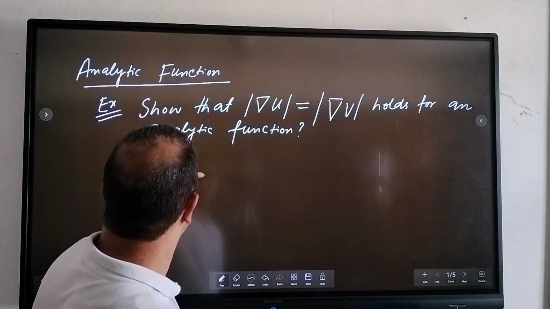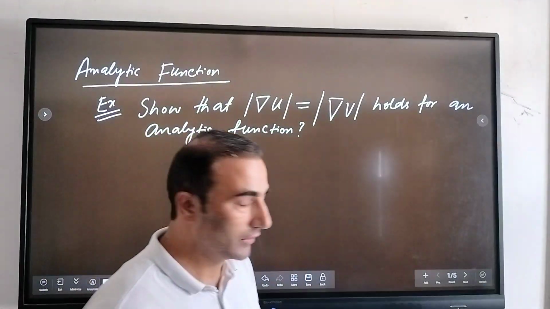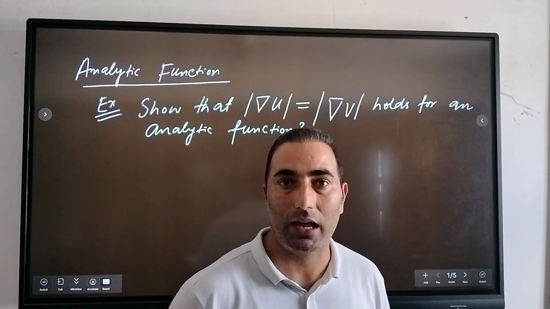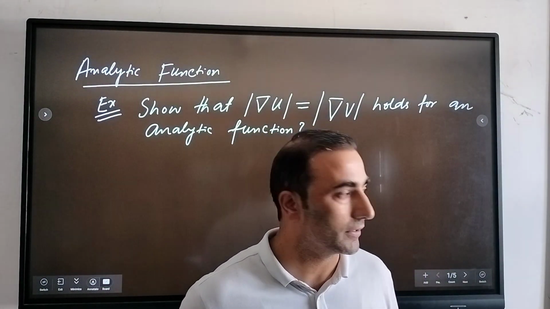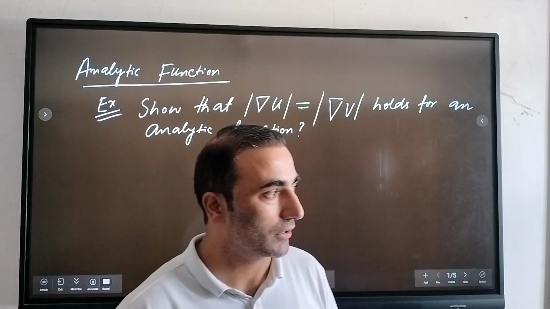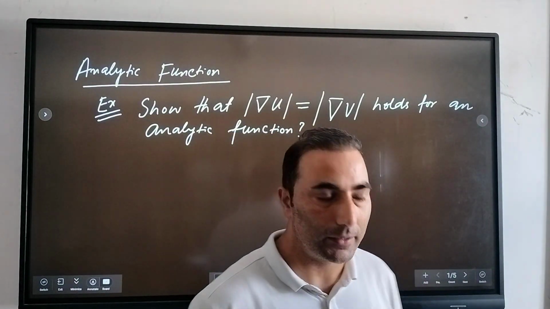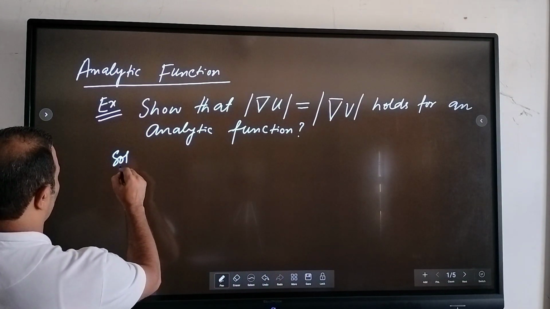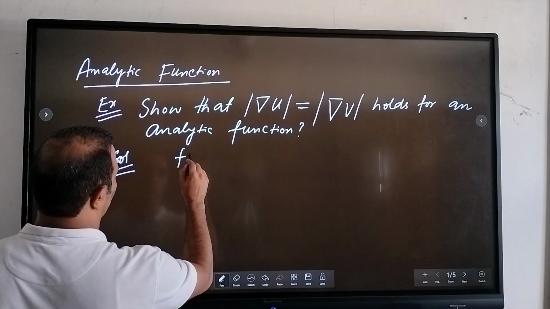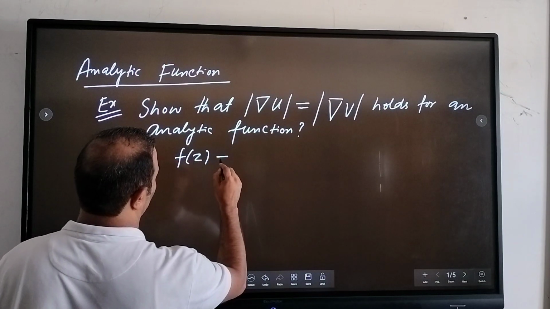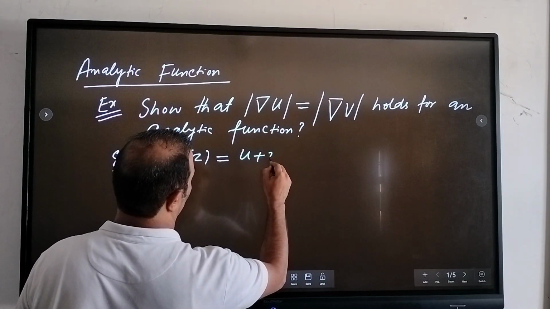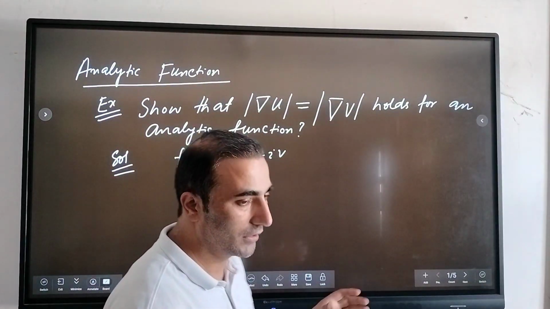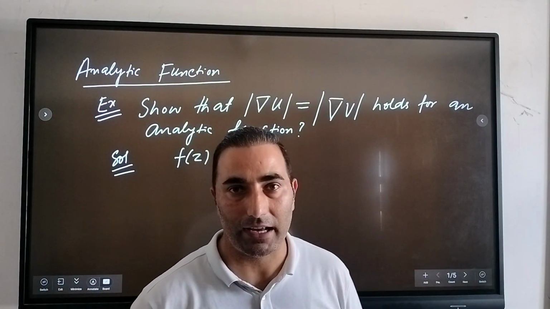Now, today's question is that we need to show that nabla of u should be equal to nabla of v. It holds for an analytic function. So first, analyticity is clear, which means it should be differentiable. Let me write that we consider some analytic function f of z.